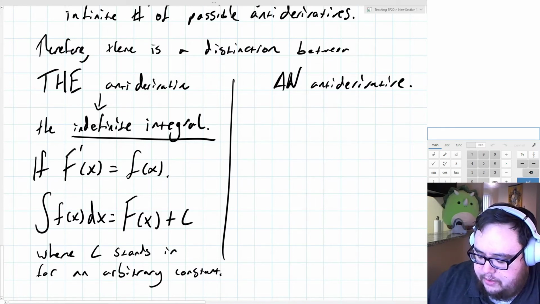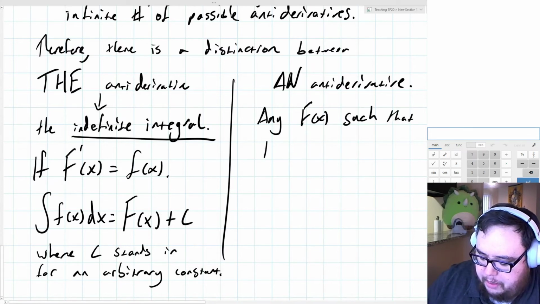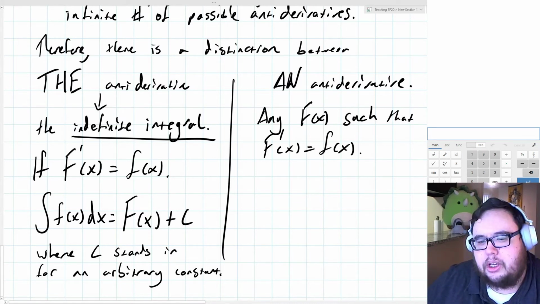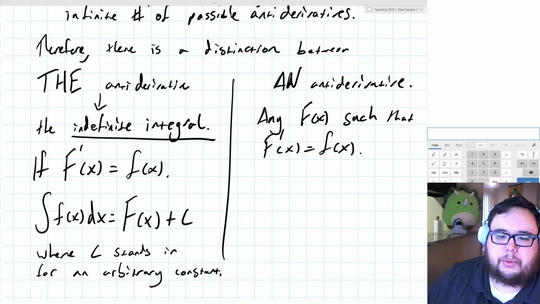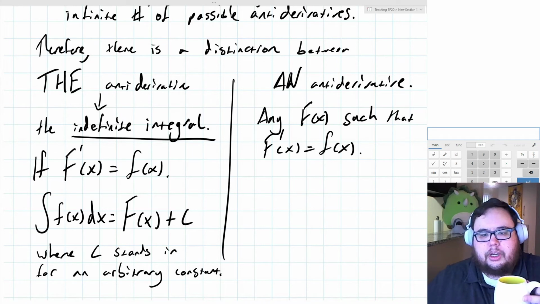An antiderivative is any big F of x such that big F prime of x is equal to little f of x. And typically when we're looking for an antiderivative, it's convenient to take the one that doesn't have a constant term on it, just so that we have to write less. So usually if we have a choice, we'll pick the one that doesn't have a constant.